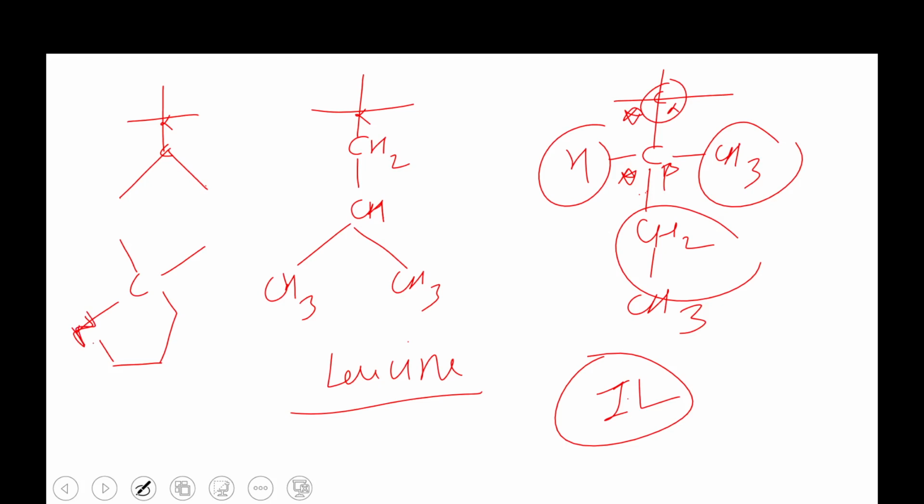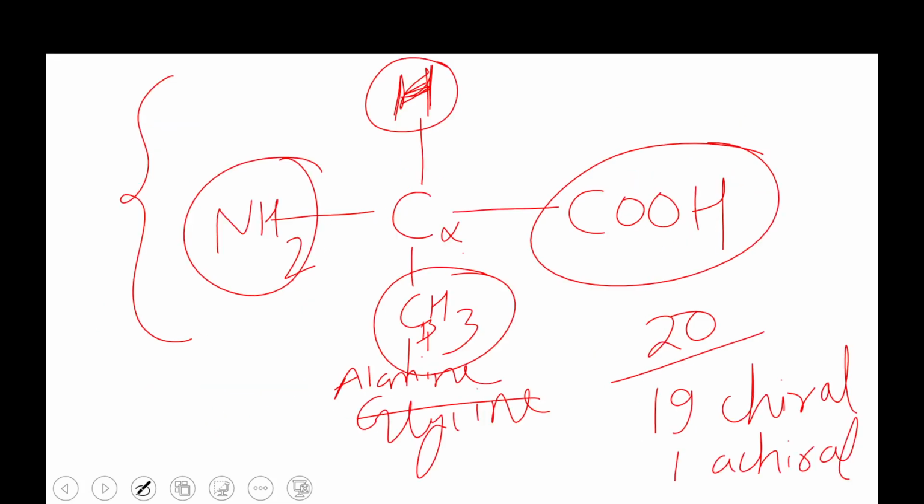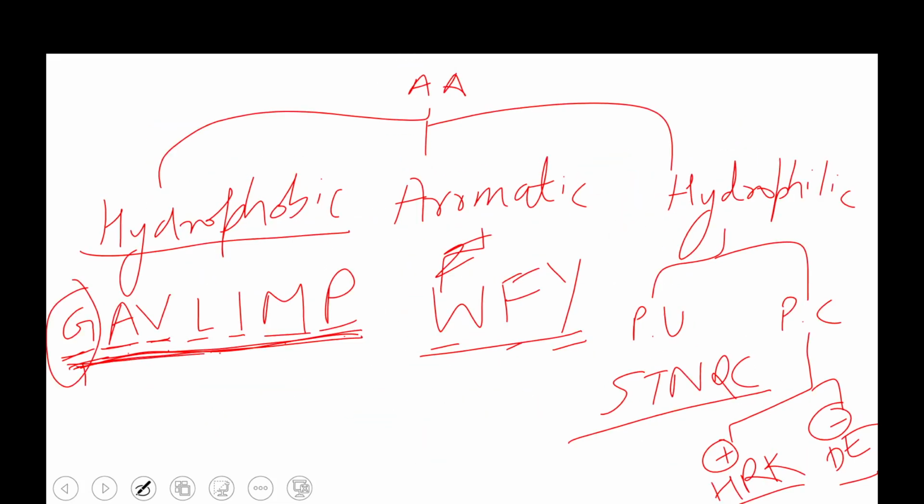Due to that, rotation of the side chain becomes impossible, and due to this rigid nature, proline is never found in alpha helix or beta sheet. If it is present, it is involved in making loops or kinks. Okay, so we have covered all these hydrophobic amino acids. Now we have aromatic amino acids: tryptophan, phenylalanine and tyrosine.